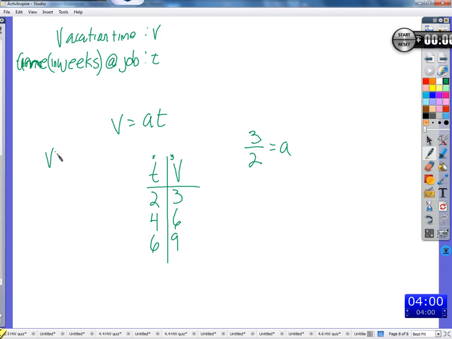If you look at it this way, if V is equal to AT, then A should be equal to V/T. If we solve this for A by dividing both sides by T, we should get A equals V/T. So if you take V divided by T, you should get A. So the equation should be vacation time is 3/2 the time you've been at the job, where the time is in weeks, and the vacation time is in hours.